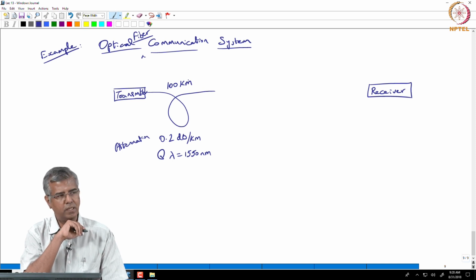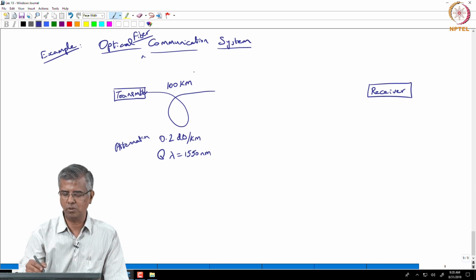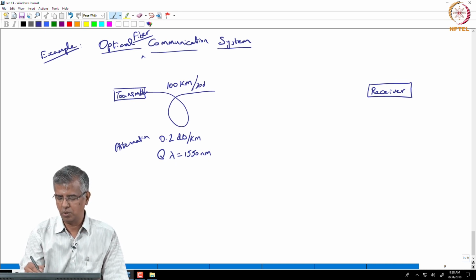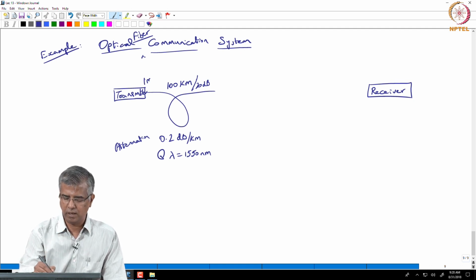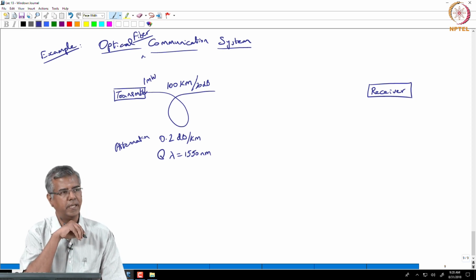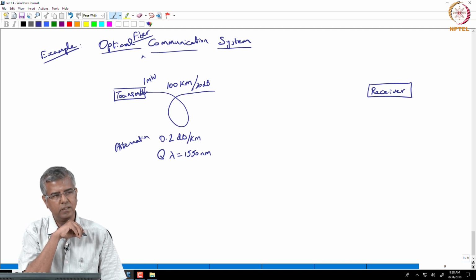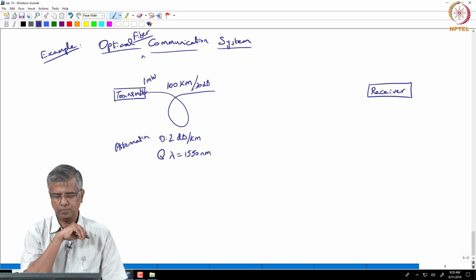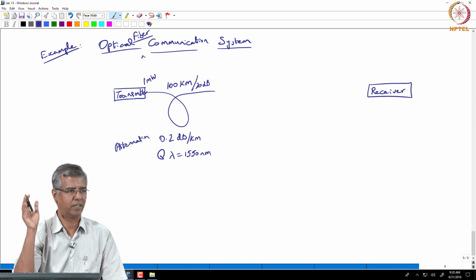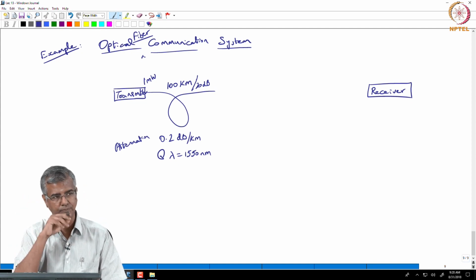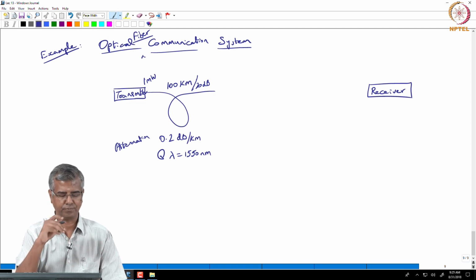Over 100 kilometers, how much loss would you have? 20 dB, right. So, over 100 kilometers, you are losing 20 dB of the light. So, let us say we have transmitted 1 milliwatt of power from the transmitter. So, you have 20 dB loss, okay, and it is still far away from the receiver, right.